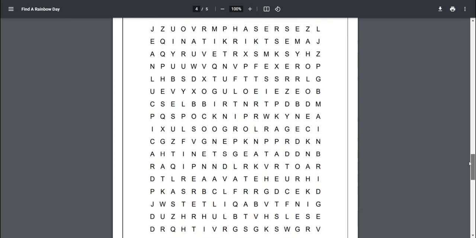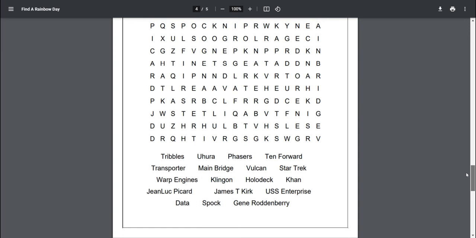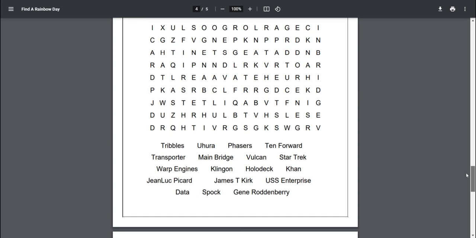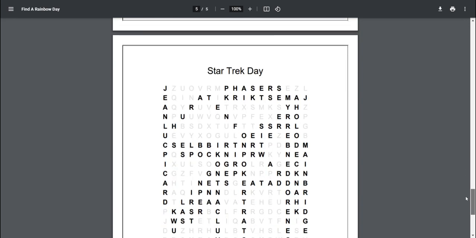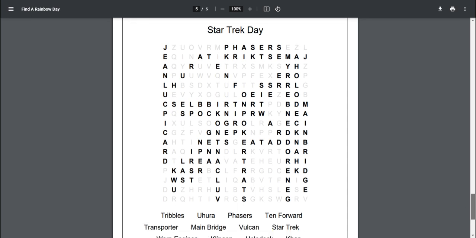So anyway, you're looking for the answer. Oh, I see, I didn't know what you were doing. You're trying to find it. Well, in case you have some trouble finding the answers, there's the key for you. Where's Tribbles at? Did you find it? It's got a lot going on here. I think it's backwards, right across the center. I think Tribbles is right there.